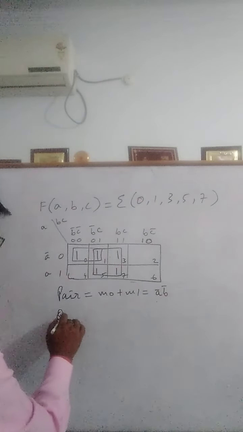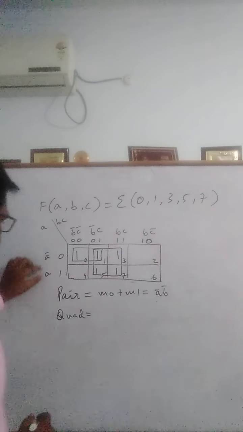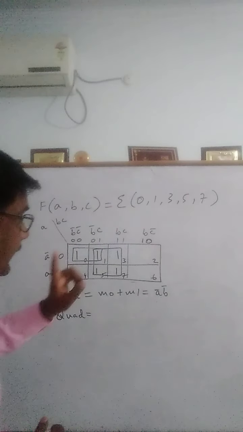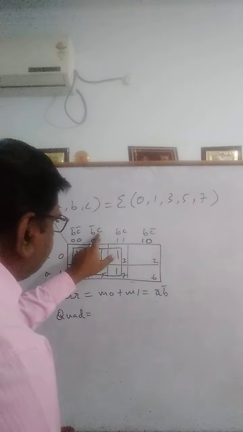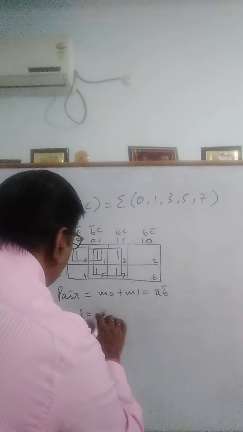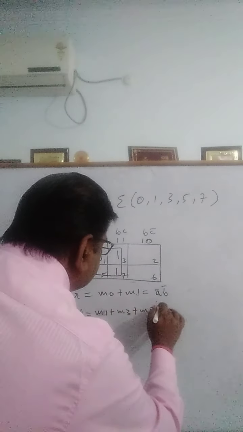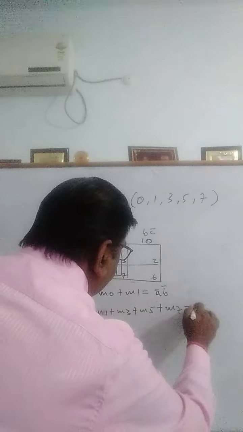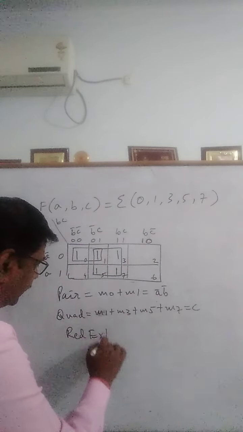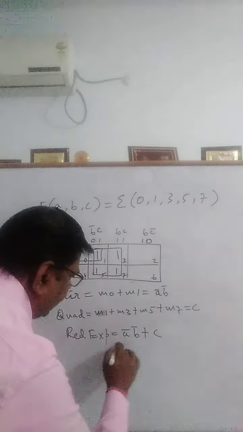When you are talking about a quad, in this quad, A bar becomes A, it's a change. From the top, B bar becomes B, it's a change. The value which is not changing is C. C is C. Therefore, the quad terms are M1 plus M3 plus M5 plus M7, and the value is C. Therefore, your reduced expression is equal to A bar B bar plus C.